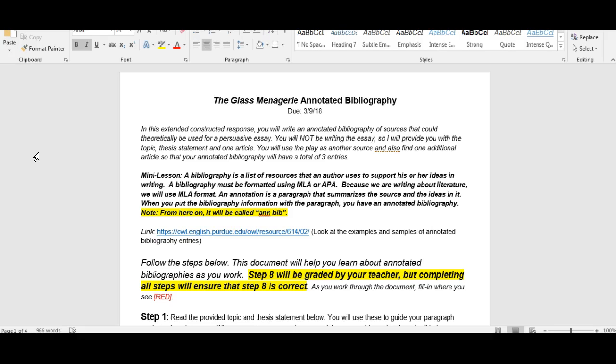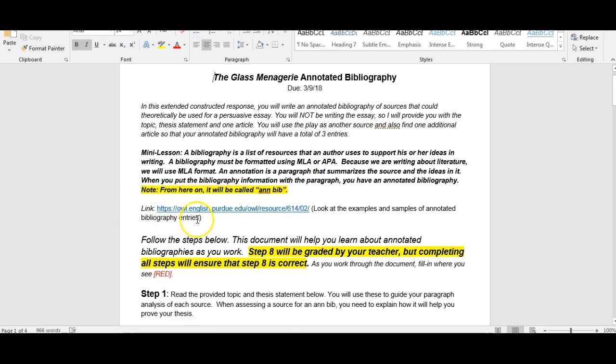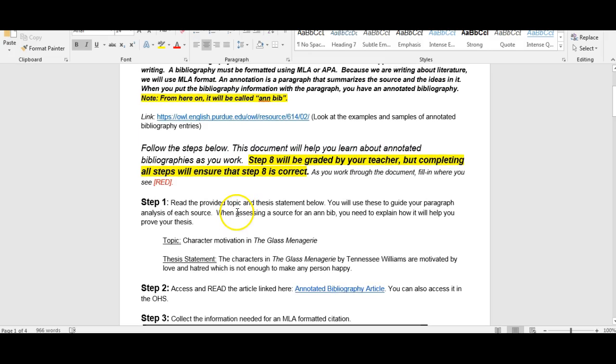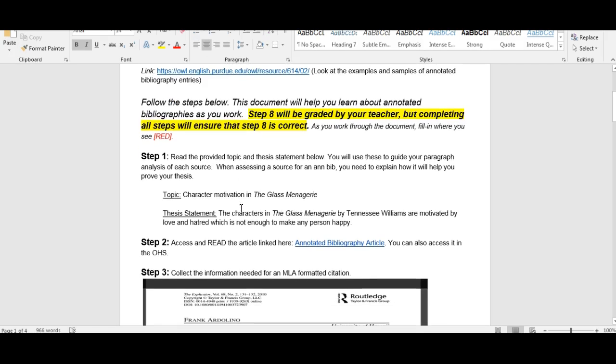When you put this bibliography information with that paragraph, then you have what is called an annotated bibliography. We're going to shorten that to AnBib because I'm not going to type annotated bibliography over and over again. This link right here, the Purdue OWL, is a great place to look at some examples of an annotated bibliography. There are 8 steps. I'm grading you on step 8, but we're going to be working on completing all the other steps in class, and you're going to want to make sure that you do so because it's going to help you with step 8.